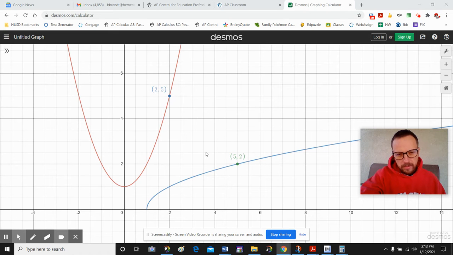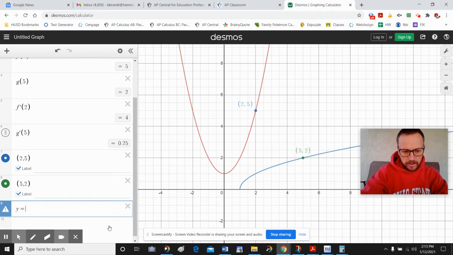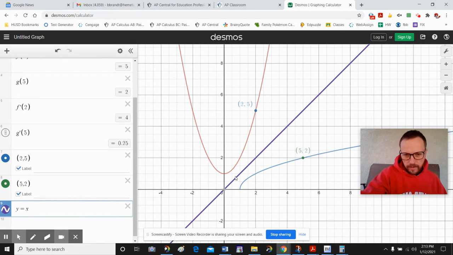But what about this one? Is there some sort of relationship there? Because there is symmetry going on here. As it folds over the line, the line y equals x is the line of symmetry. You can see everything flips over that line. So if this has a slope of one thing and you flip it over, there's going to be some sort of relationship.